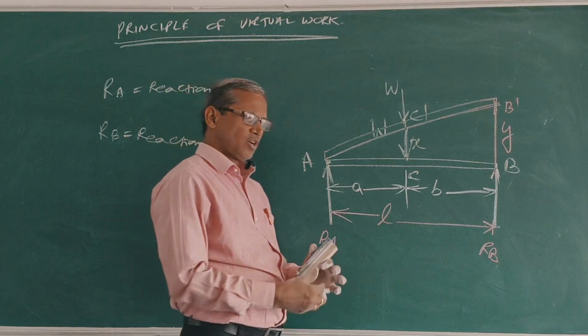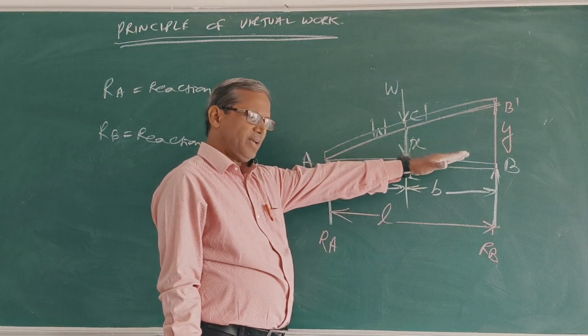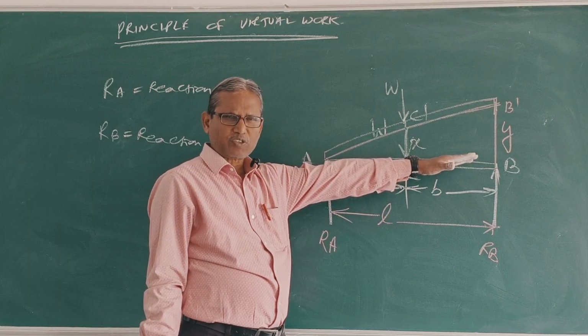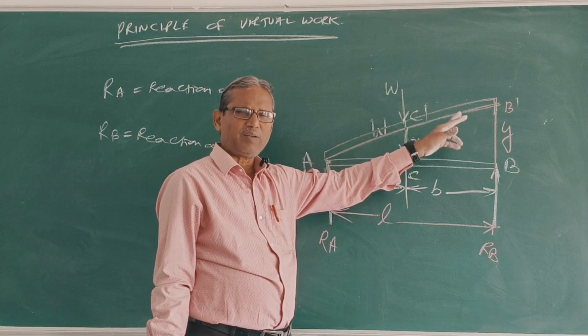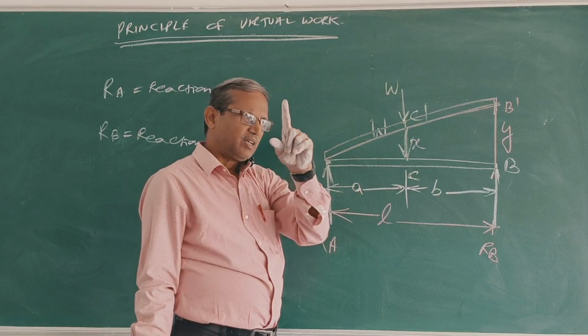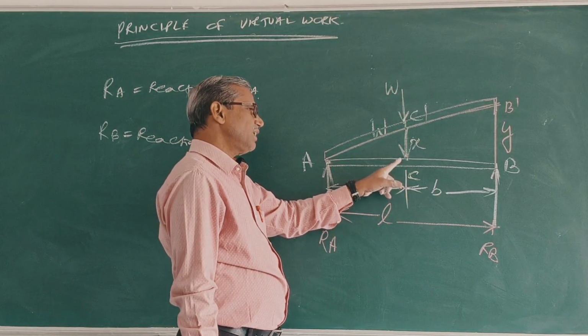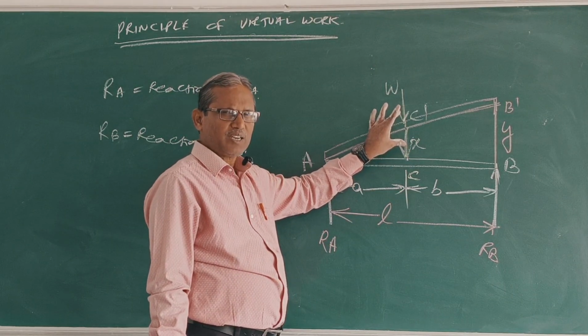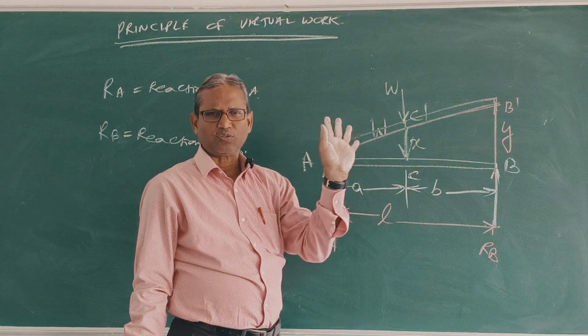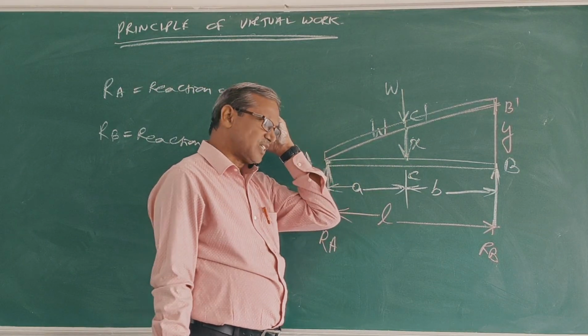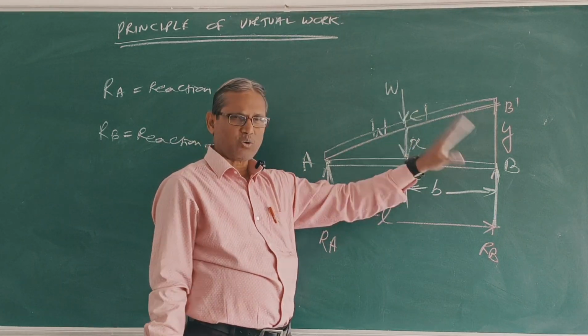Again, let me try to explain. At B, give a virtual displacement Y to B dash. Similarly, the corresponding virtual displacement at C is X up to C dash. But at A, the virtual displacement is 0. Clear? First find X in terms of Y.